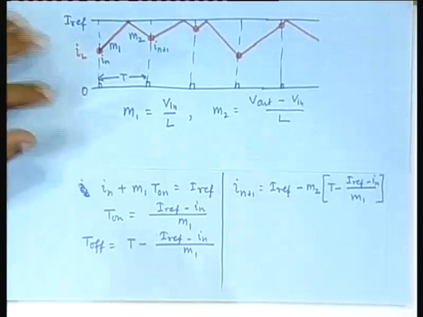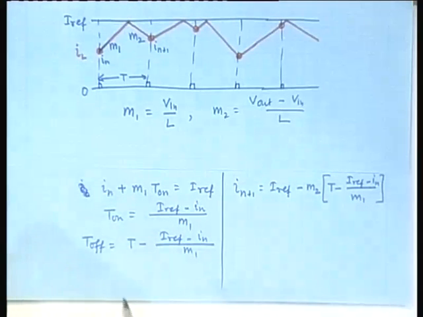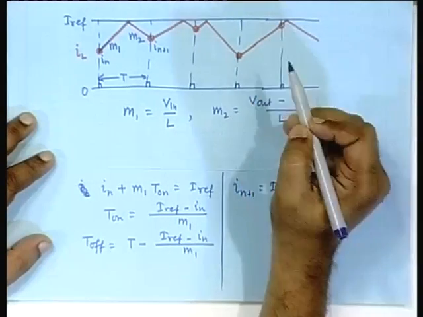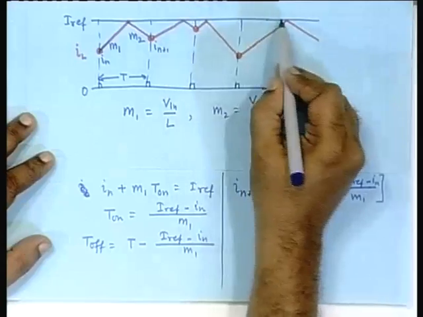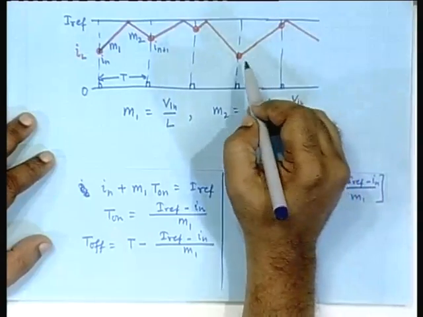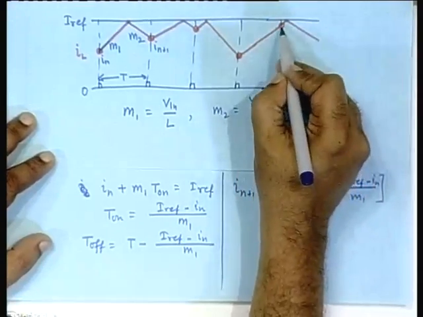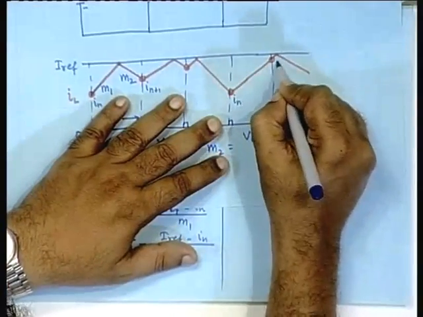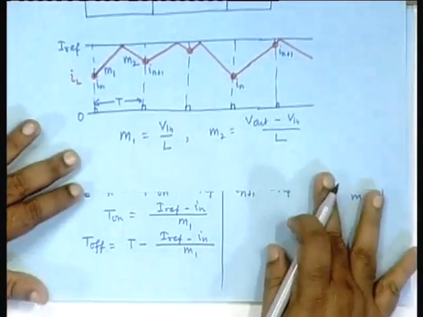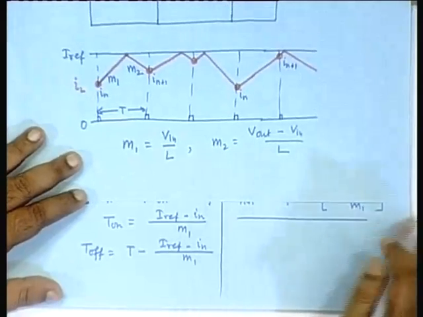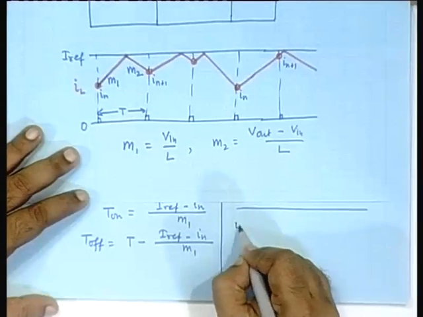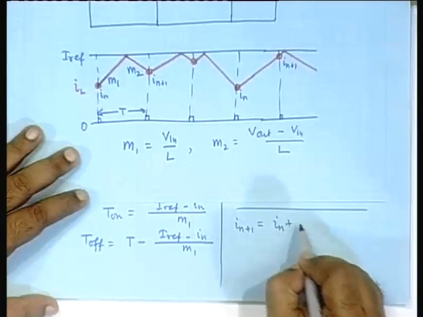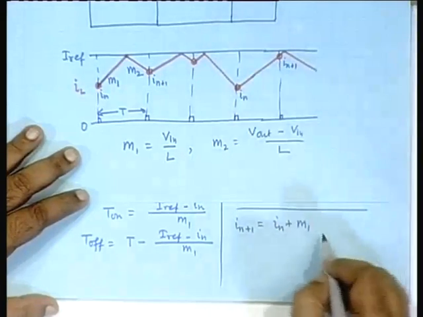Okay. But this is only half of the story, because there is also a possibility of evolution like this, which means that it does not reach the I reference before the next clock. Now, if that is happening, and if I take this as my I n and this as my I n plus 1, then what will be the I n plus 1 in that case? In that case, I n plus 1 can be straightforwardly written as I n plus M1 capital T.